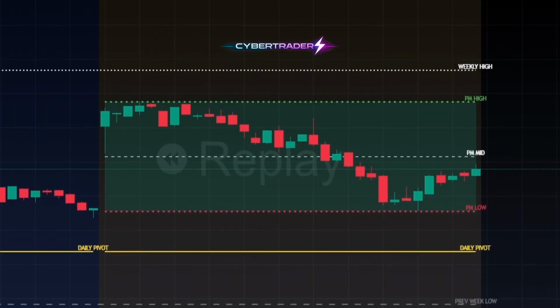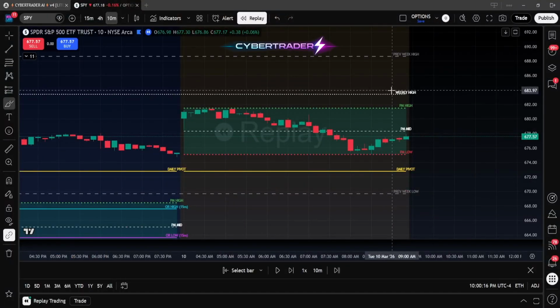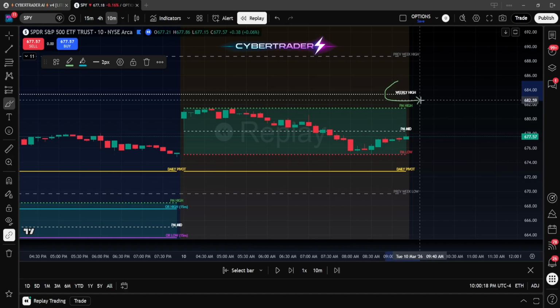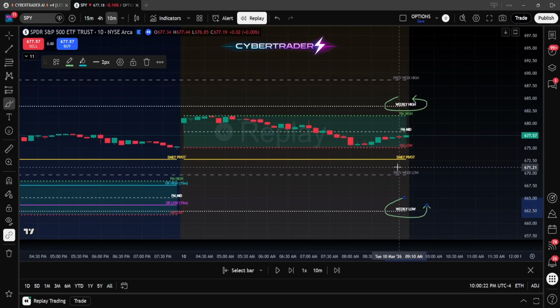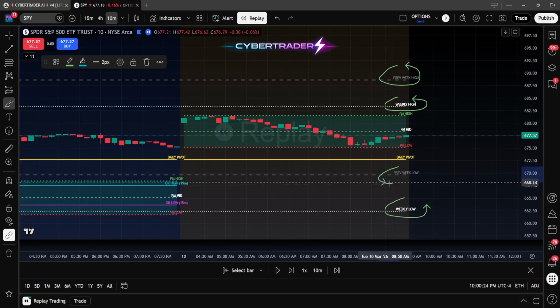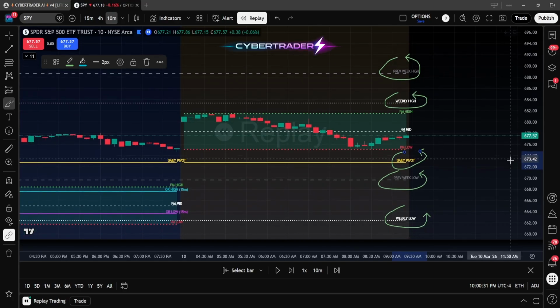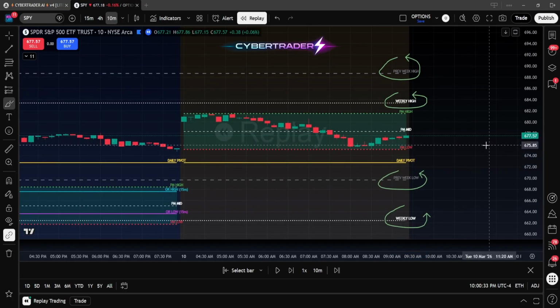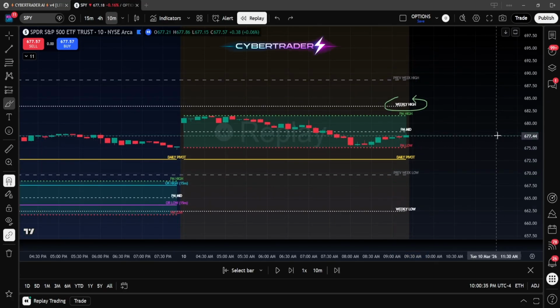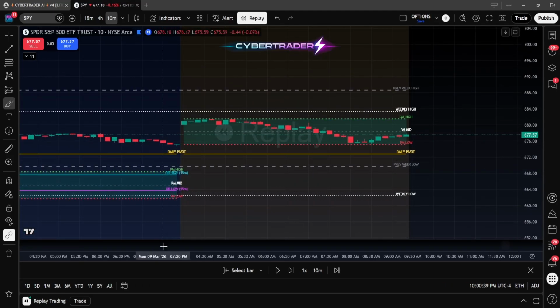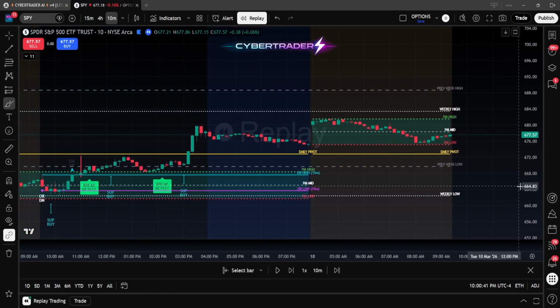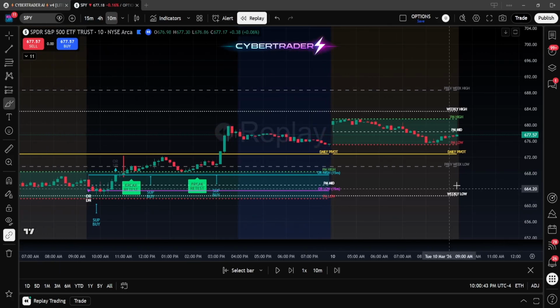The indicator also plots several higher context levels. Up here you'll see the weekly high and weekly low. In gray, you'll see the previous week high and previous week low. And the yellow line is the daily pivot, which is based on the previous day's price action. These levels matter because when several of them start clustering in the same area, you get confluence. And confluence is where some of the cleanest reactions happen because more traders are focused on the same zone.